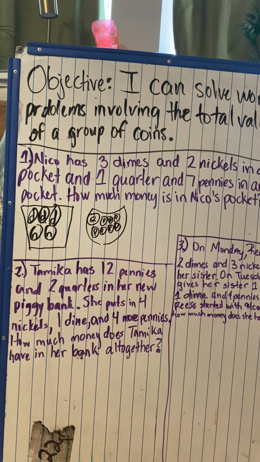What are we trying to find out? Right, we need to find out how much money Nico has in both pockets. We need to find the total value of the coins. We need to find the total in pocket 1 and the total in pocket 2, and then add them. So go ahead and do that. I'll give you some time to do that. And write a number sentence and statement to match your work. Okay?